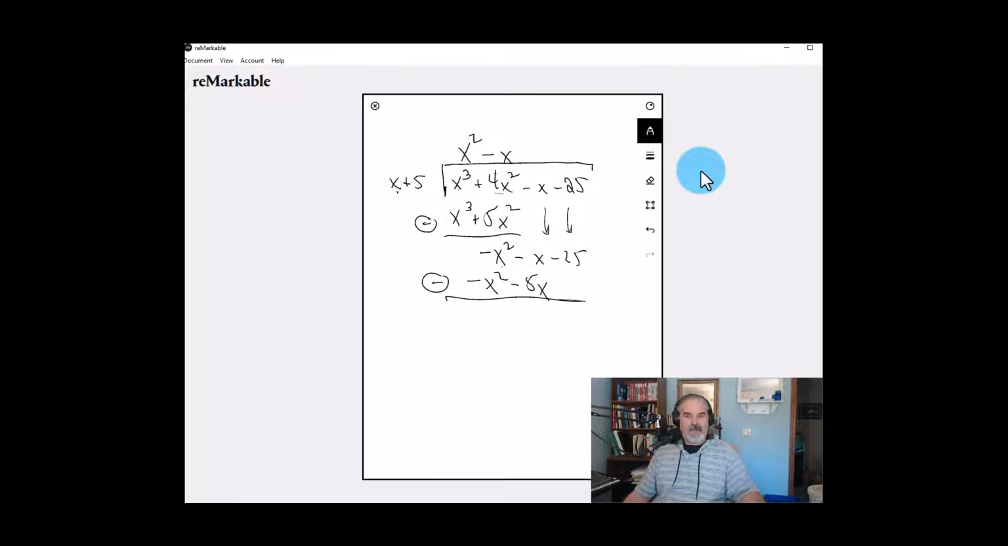Subtract. The negative x squareds are gone. Negative x minus negative 5x is negative x plus 5x, or 4x. Bring down that 25. Last time, how many times does x go into 4x? Well, 4. 4 times x plus 5 is 4x plus 20. We subtract. Now this becomes negative 45 altogether. x cannot go into negative 45 anymore, which means now we've reached our remainder, negative 45 over x plus 5. And so this cubic polynomial divided by x plus 5 results in this.